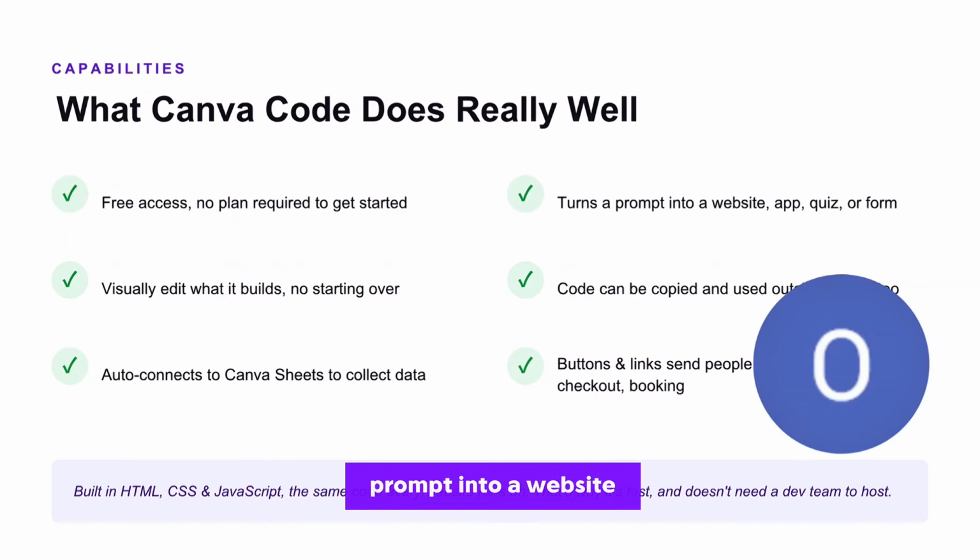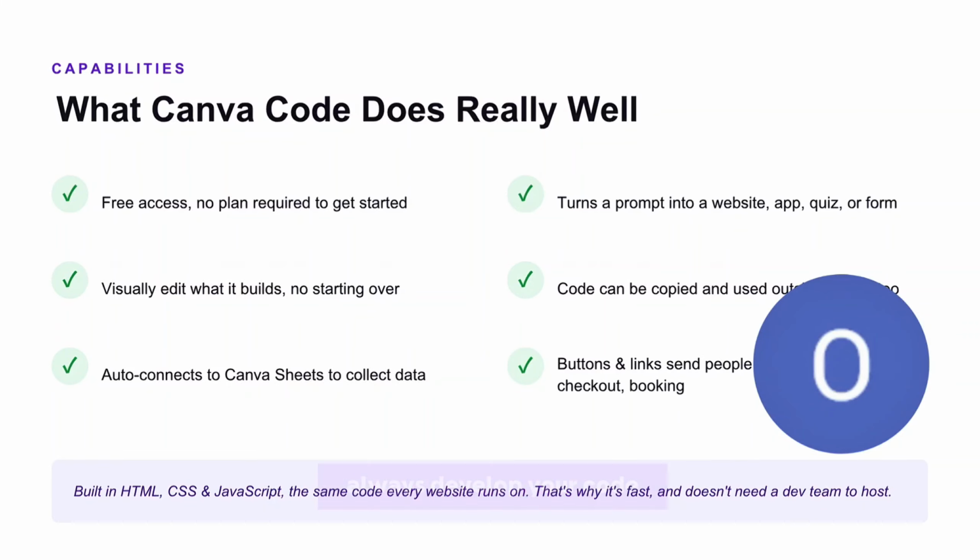Also, it turns a prompt into a website, app, quiz, or form. We've talked about that. You just need to understand how to prompt it properly, understand the strategy to prompting it, and it gives you exactly what you want. Code can be copied and used outside Canva. So for something you want to develop further, maybe you want it to be more technical, you can always copy your code and take it outside, maybe to Cloud or Lovable, wherever. You can always develop your code.